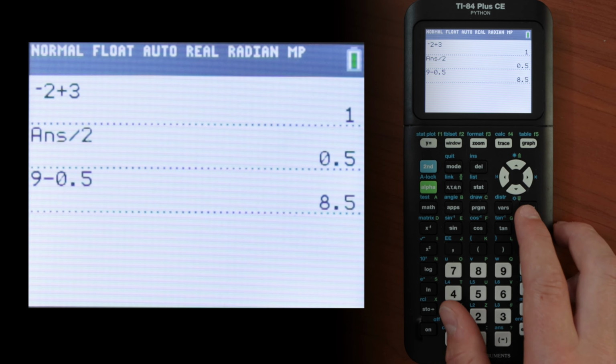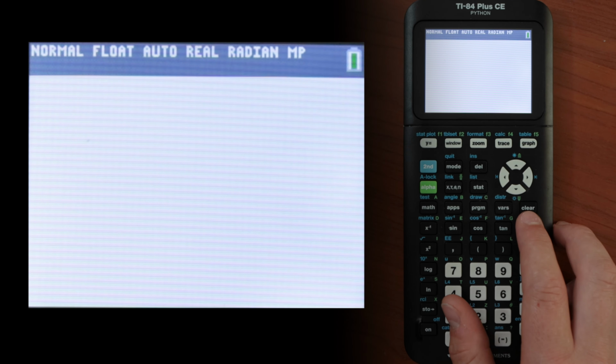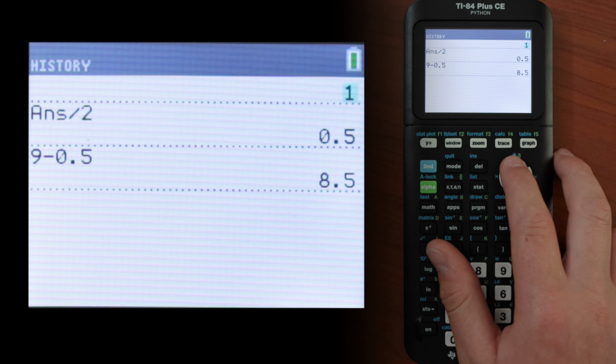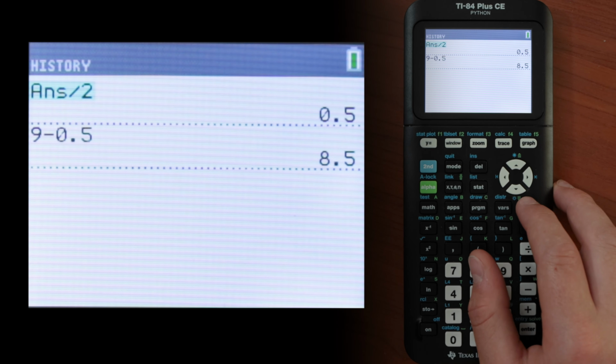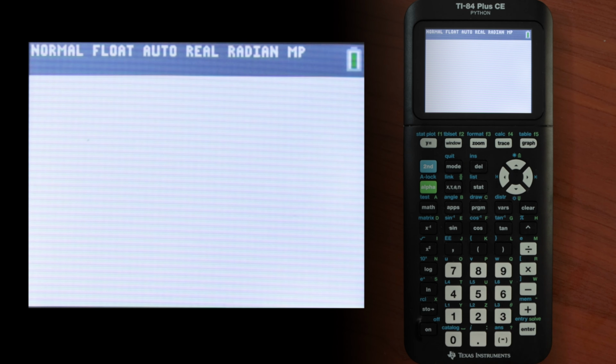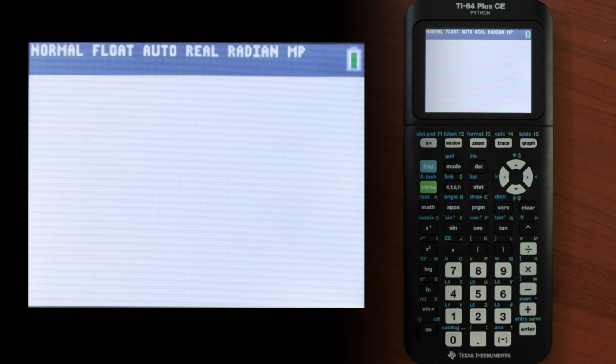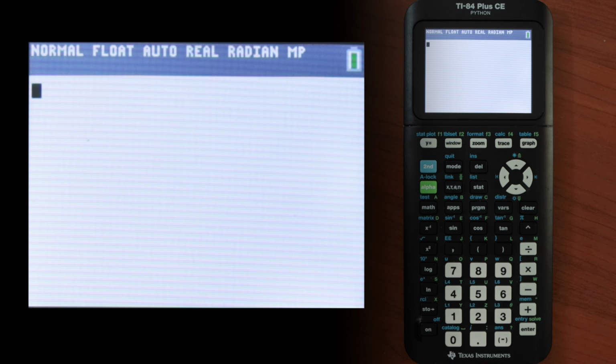Now, if I just want to clear the screen, I can hit this clear button. But if I want to clear my history here, I'd go to the top, hit clear, clear, clear. And that's it. Now, supposing I want to write a fraction, what would I do?